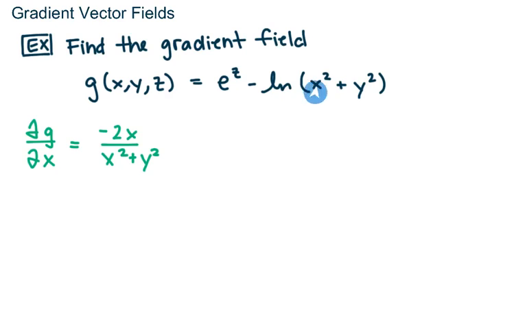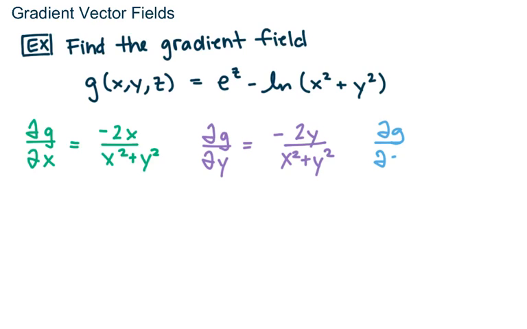Taking the derivative of this with respect to x, remember the derivative of a logarithm is the derivative of the argument over the argument. So the derivative of that argument would be x squared. The derivative of g with respect to y would be very similar, but we'll end up with negative 2y over x squared plus y squared. And the derivative of g with respect to z would just be e to the z.